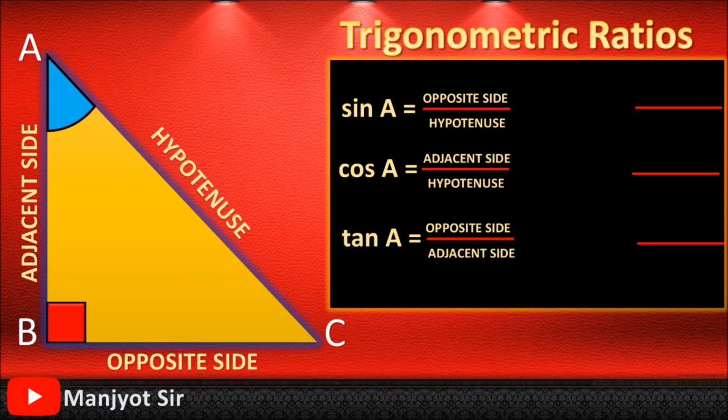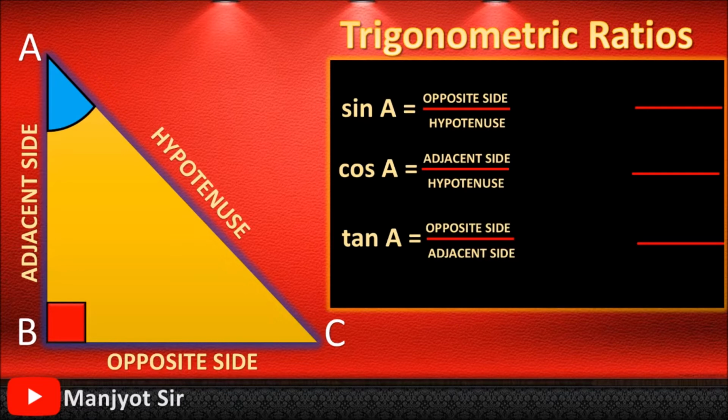Now here one important thing you should remember, we have taken angle A. So opposite and adjacent are BC and AB. If we take angle C, the opposite side and adjacent side will change, which we saw in the previous slide. So make sure you write the names of the opposite and adjacent sides very carefully. It depends on which angle you select.